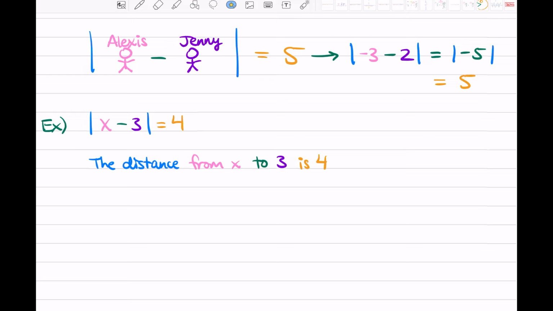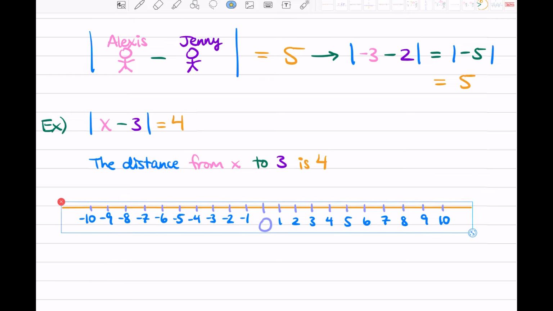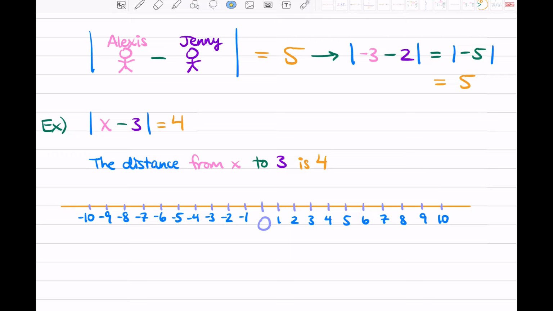So let's go ahead and bring our number line back out and see if we can plot x and 3. Well, 3 is pretty easy. It's already on the number line. We have it right here. So what we're doing is essentially plotting Alexis and Jenny, but now it's x and 3. So what do we have here? What's our clue? The distance from x to 3 is 4. So we can say that x is 4 steps away from 3. So let's mark 4 steps away from 3. That brings us to 7. So x could be right here.